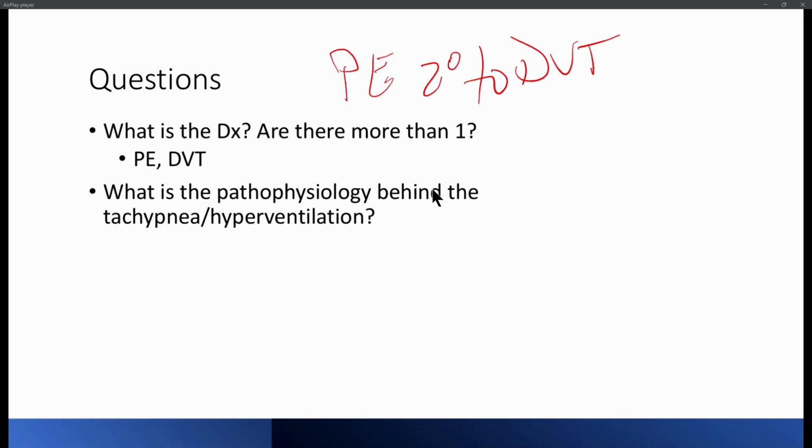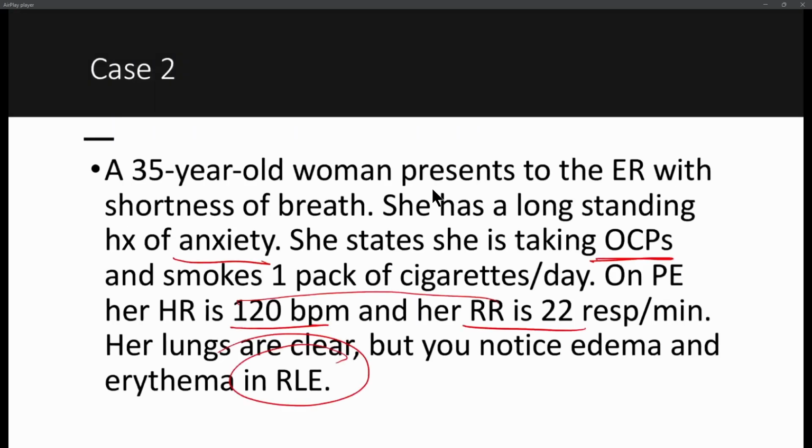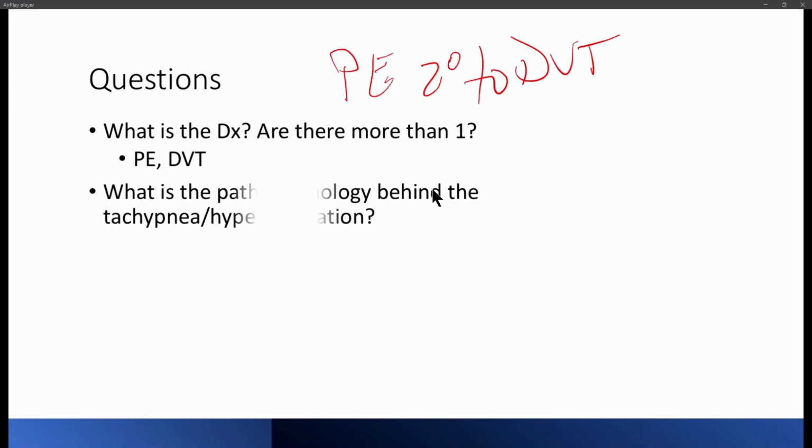What is the pathophysiology behind the tachypnea and the hyperventilation? What is going on with a massive PE? Obstruction of what? Air or blood? Blood. So we have a perfusion problem. Our ventilation is fine, but there's no perfusion going on because of this massive PE. So what is going to happen to our O2 concentration? Got to go down. So they're going to become hypoxic.